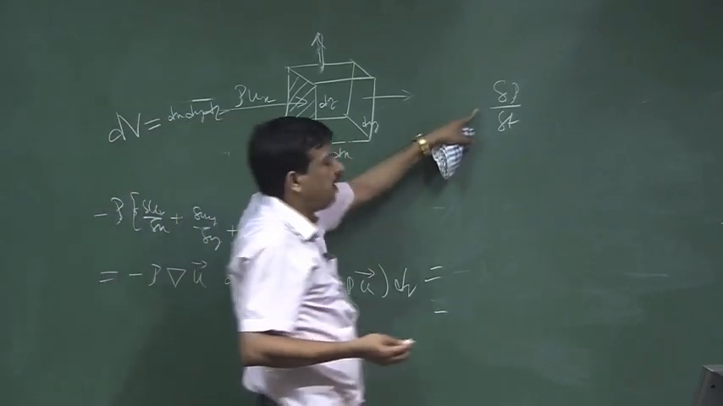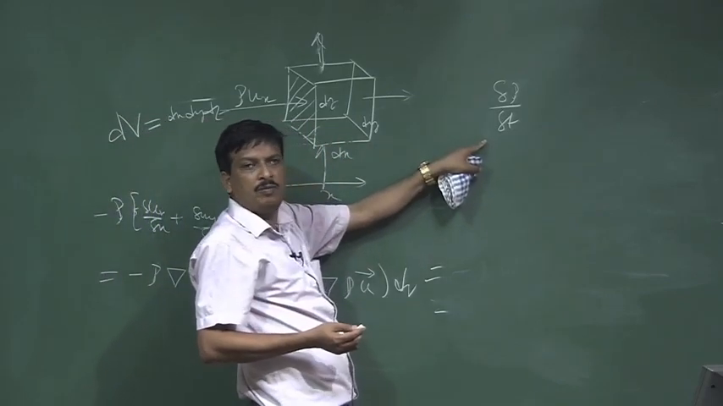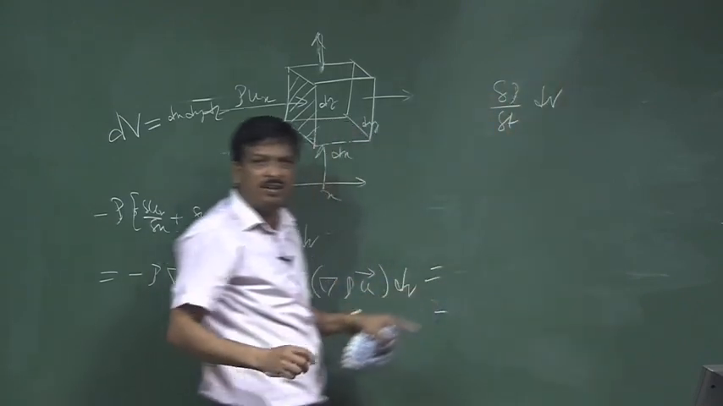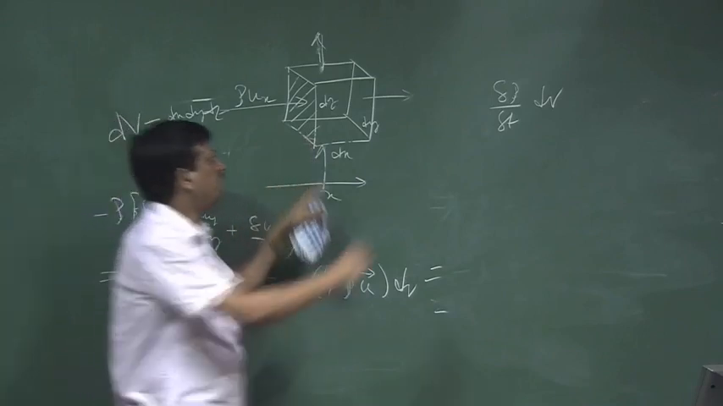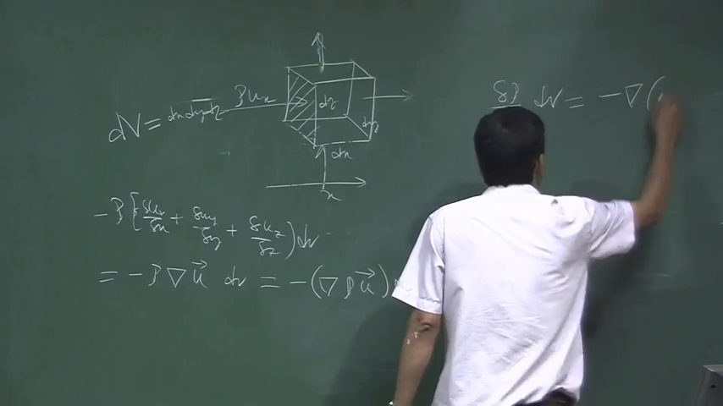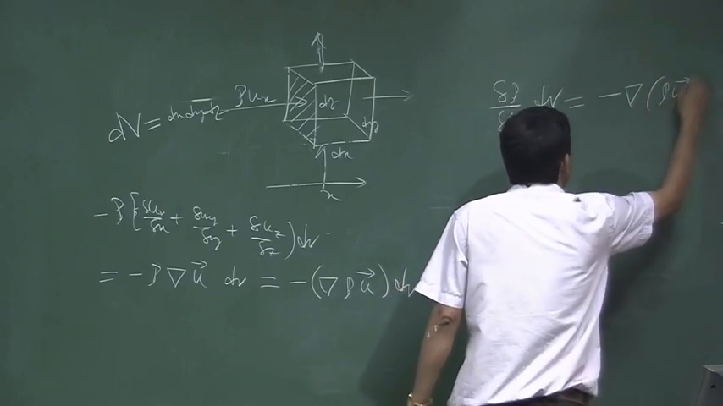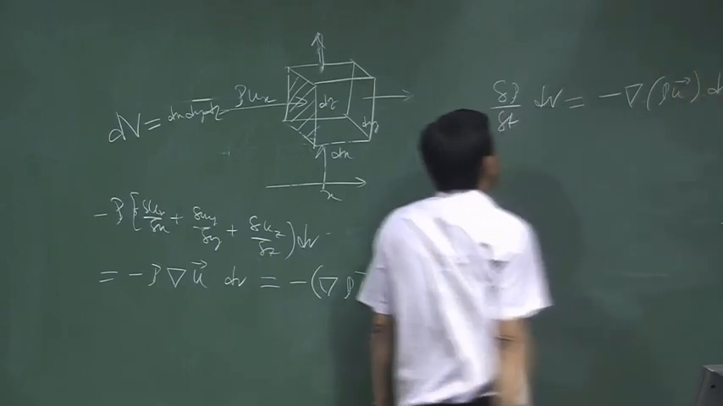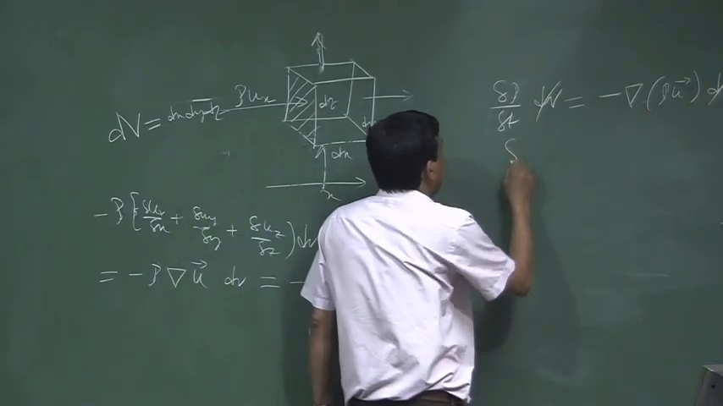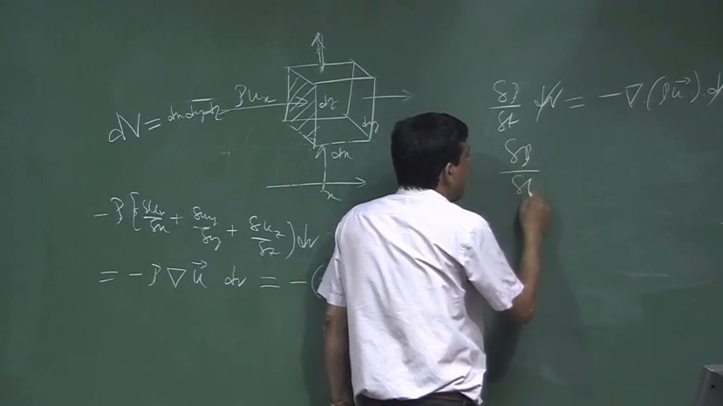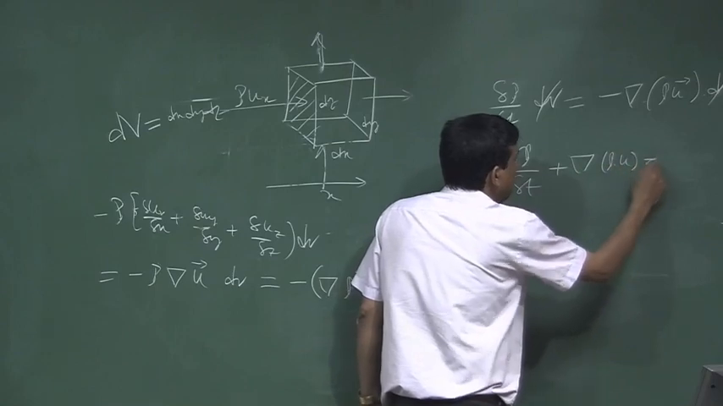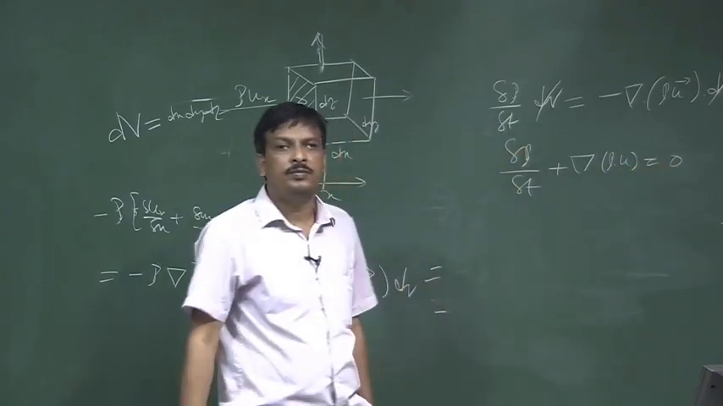So I can write del rho by del t, the density change with respect to time, into del V, is the change of mass of that same volume. This is equal to minus divergence of rho u into del V. So dV is cancelled, and I can write del rho by del t plus divergence of rho u is equal to 0.